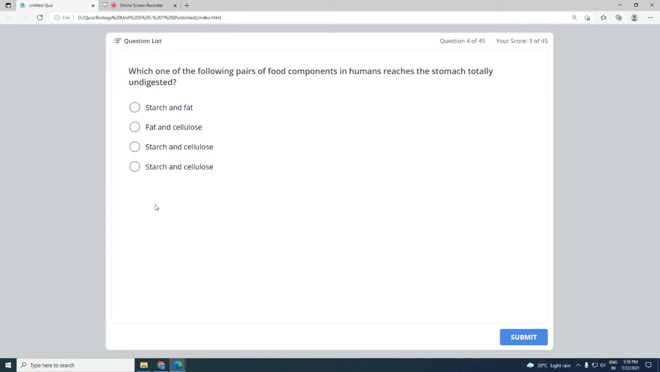Okay, yes, of course. There is a mistake in the fourth option. It was none of the given options are right. So you have to select any one from the 3 options. Is it starch and fat, fat and cellulose, or starch and cellulose, or none of the above?